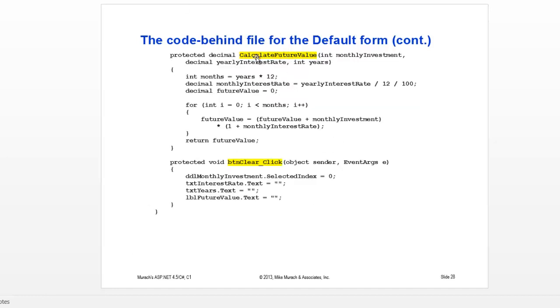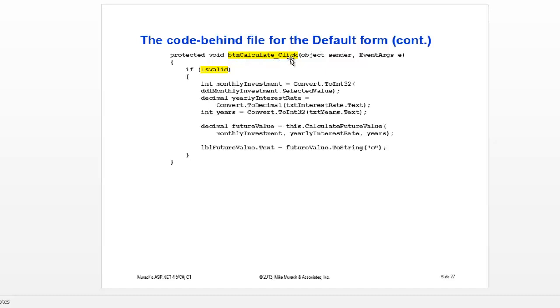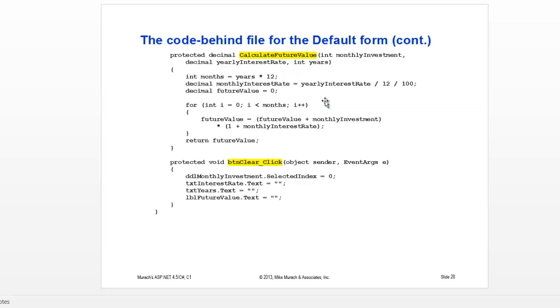But that makes use of calculate future value, which acts as a helper method. So this right here, btn clear click and btn calculate click, are both event handlers. So they're methods. They have the signature with object sender and event args e. Both of them do, if you'll notice. Object sender, event args e.